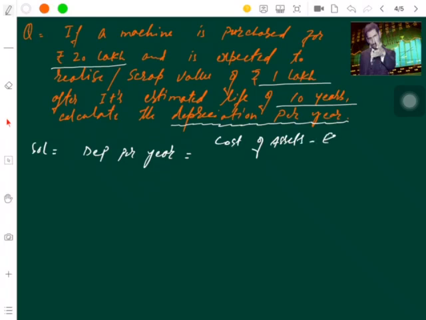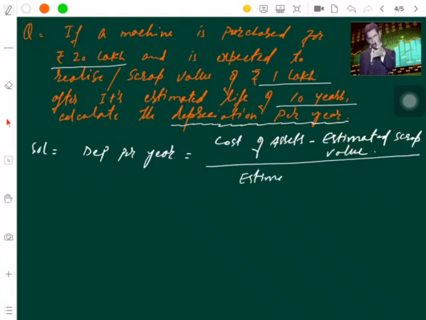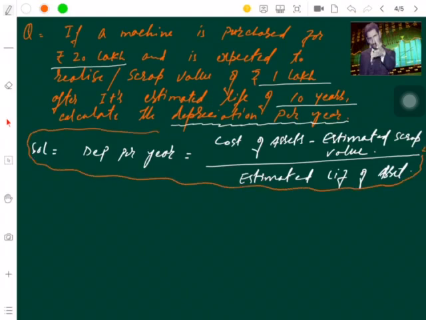minus estimated scrap value, whole divided by estimated life of assets. This is the formula which you have to keep in mind. This is the formula for calculating depreciation.